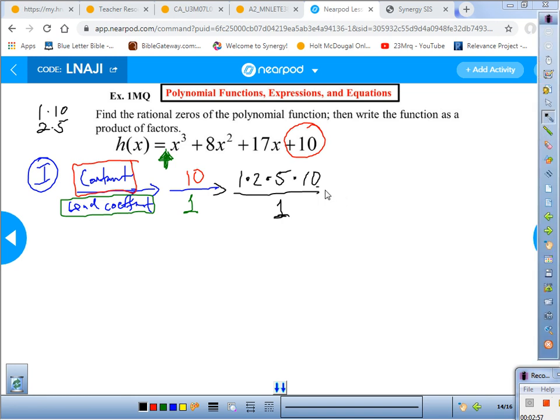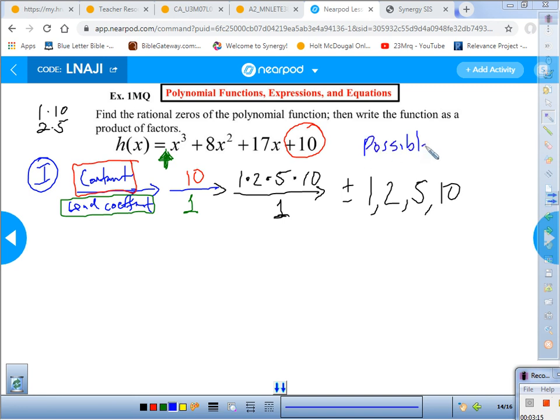All right, so let's see. 1 divided by 1, 1. 2 divided by 1, 2. 5 divided by 1, 5. And 10 divided by 1, 10. By the way, these are my possible rational zeros. Possible. All those. So step 1, you get this, factor it, and find your possible zeros.